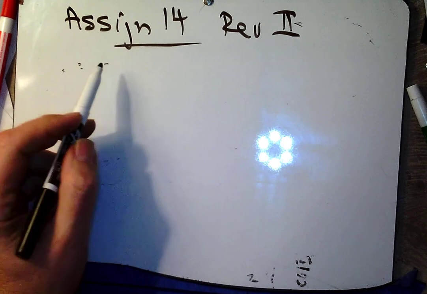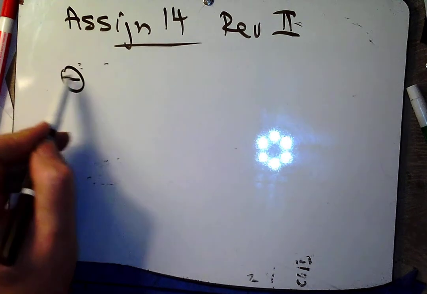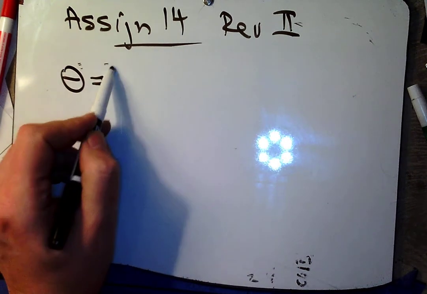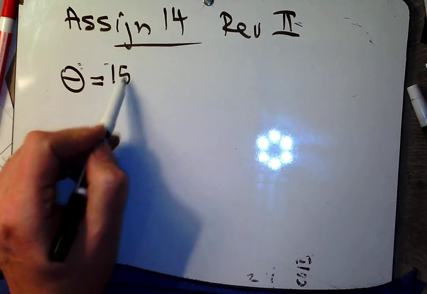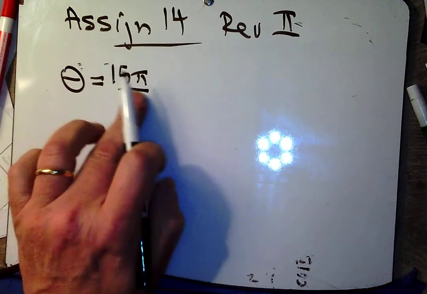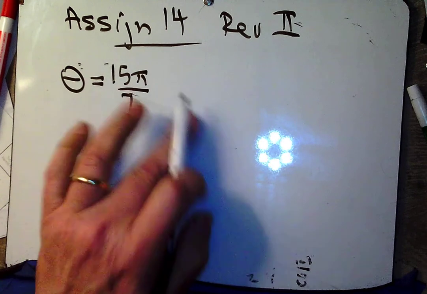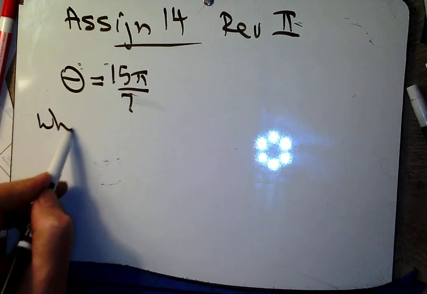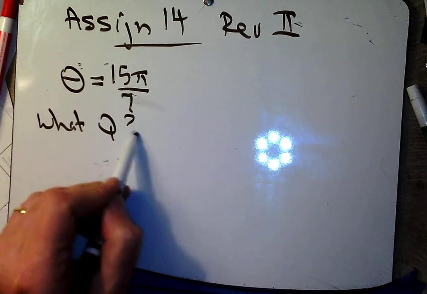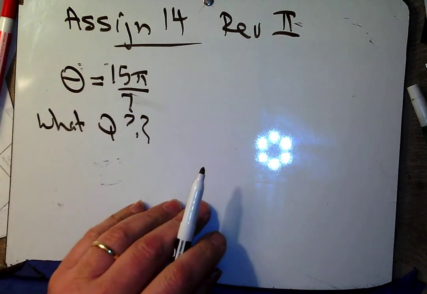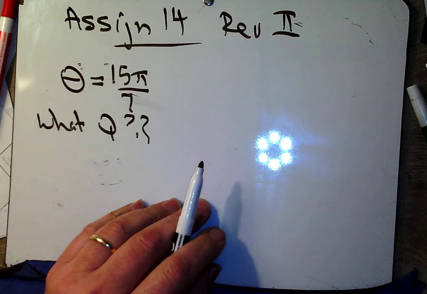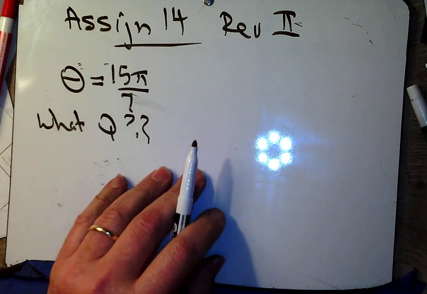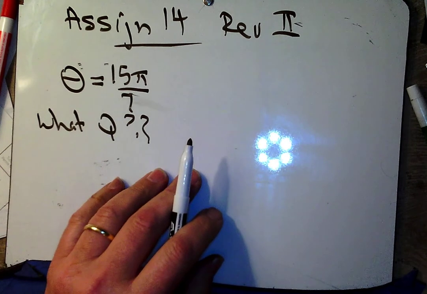Here we are. Theta equals 15 pi over 7, and I just want to know what quadrant. What quadrant is 15 pi over 7? Give it a try. Pause the video, see what you can come up with.